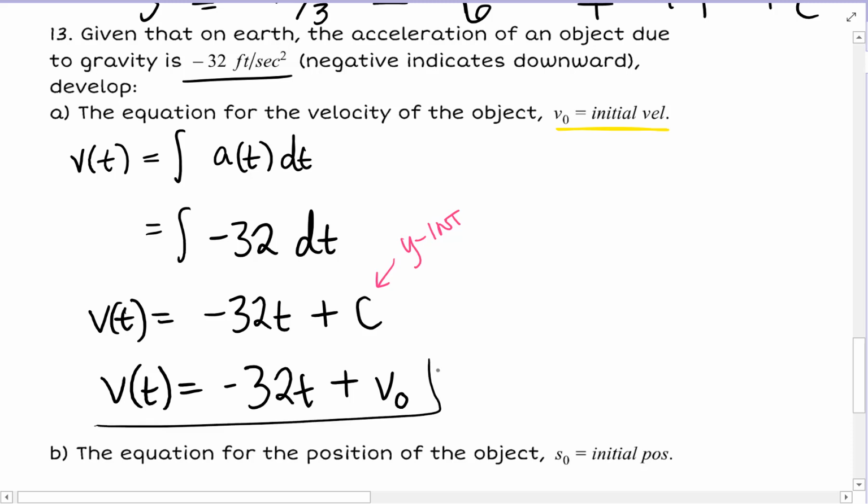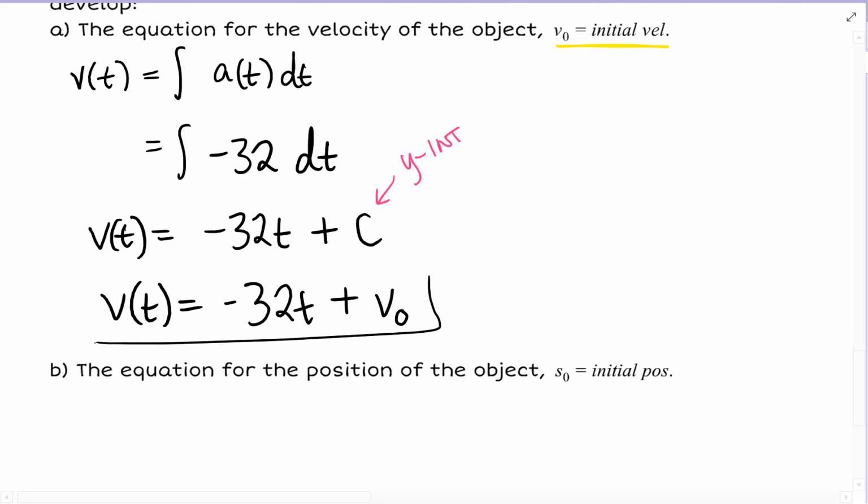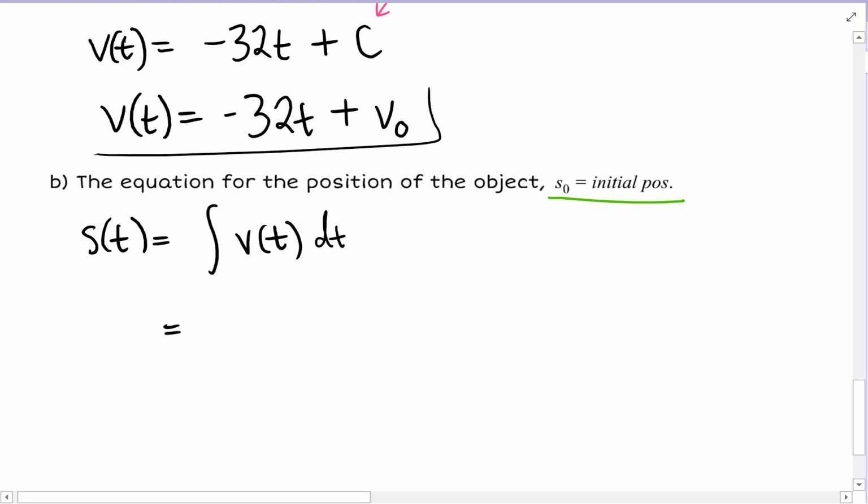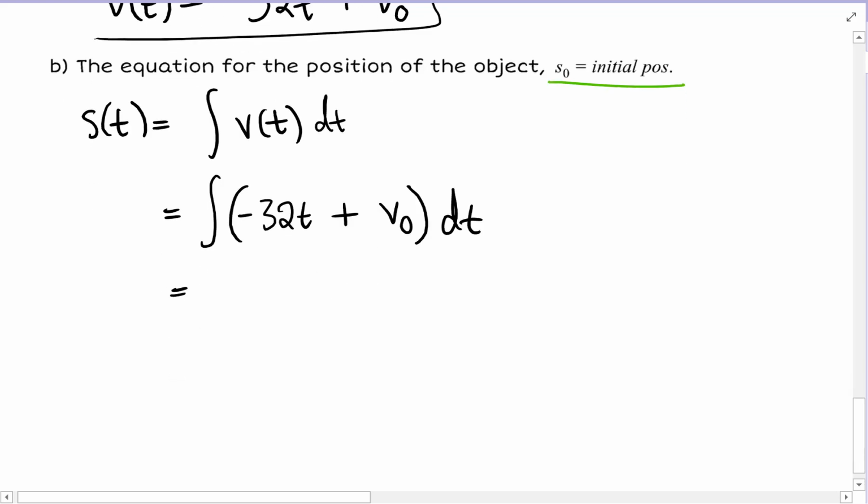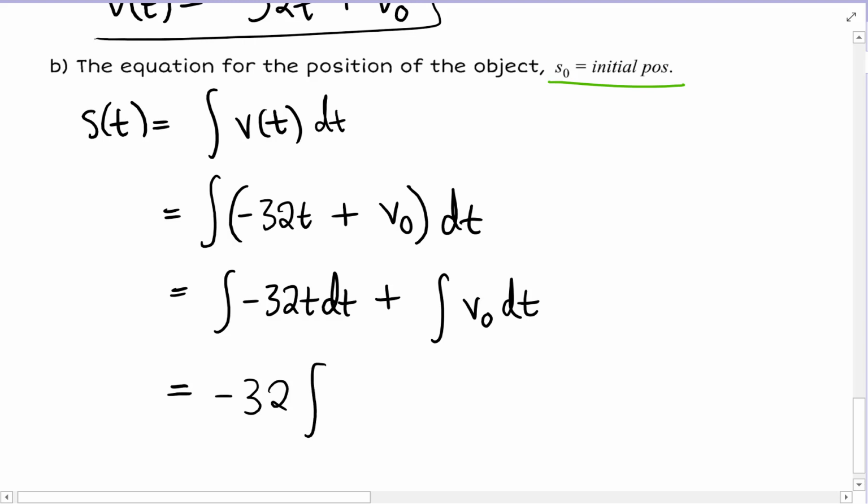Now the equation for the position of the object, and they've also given us s sub 0 as our initial position. The position equation is the integral of the velocity equation, and our velocity equation was negative 32t plus the initial velocity, integrating with respect to time. As before, I could separate this into the integral of negative 32t, plus the integral of our initial velocity, of course all with respect to time, and the scalar multiple, I will take that out.